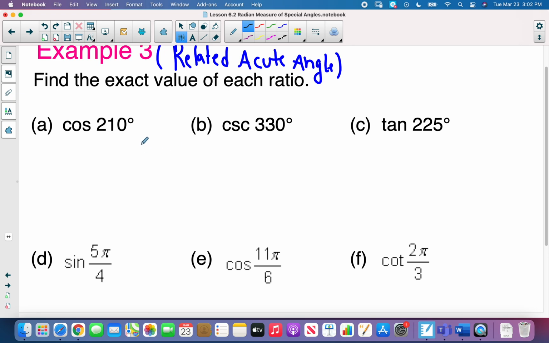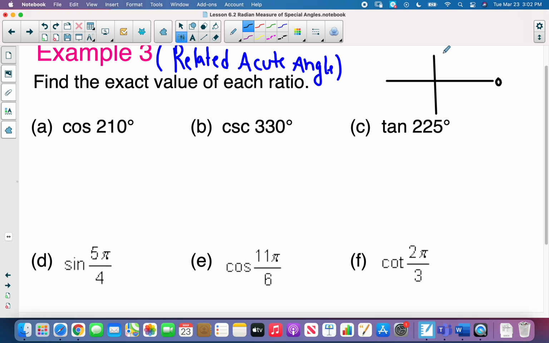How do I find the cosine of 210? So the way we do that is we try to find the related acute angle to 210. Okay, so I'm just going to draw my xy plane here. Where would 210 be? This is 0 degrees. This is 90. This is 180. This is 270. So 210 is between 180 and 270. So it's going to be somewhere here. So it's going to be an angle that is in the third quadrant.